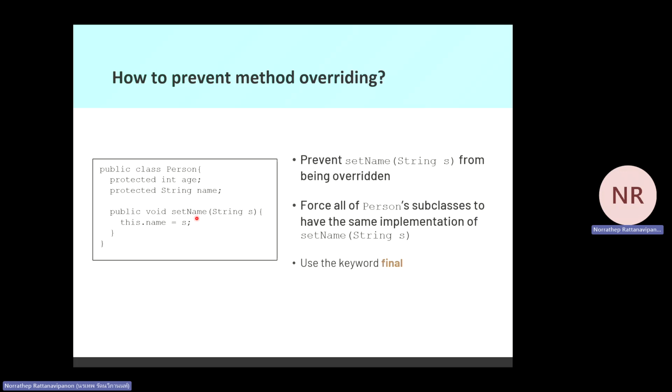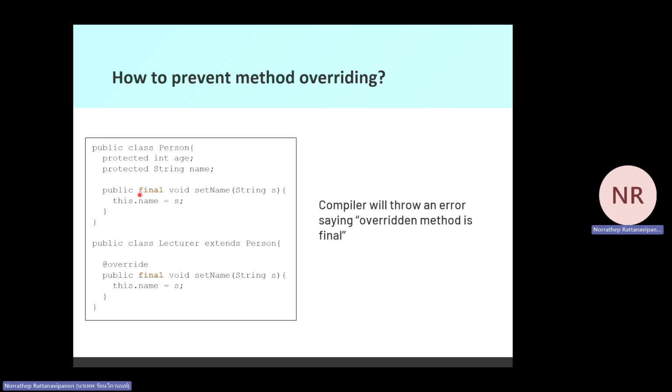If you create a subclass lecturer and extend person, I want to guarantee that lecturer cannot override the set name method. To do that in Java, you can simply use the keyword final on the method. The idea is to put final in between the visibility and the return type. So we declare it as public final void set name. This will guarantee that the subclass cannot override the set name method.